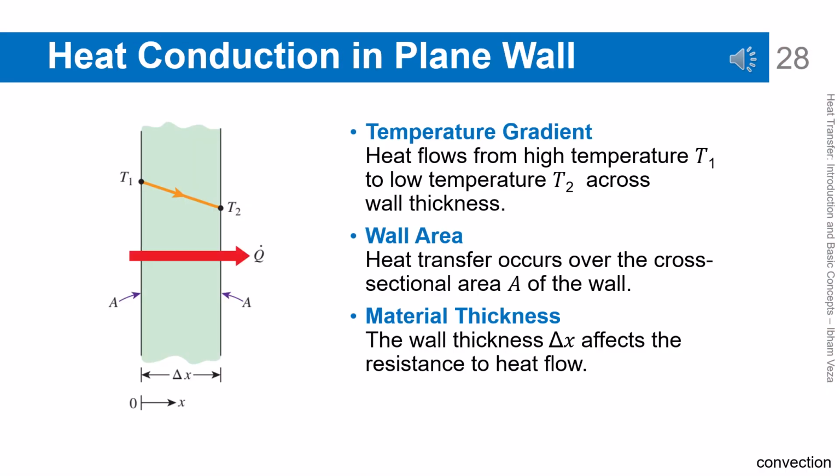Heat conduction in plane wall. Heat conduction in a plane wall occurs due to a temperature gradient between the two sides of the wall. Heat flows from the high temperature side to the low temperature side through the wall thickness. The heat transfer rate is influenced by the area, wall thickness, and material properties. The thicker the wall, the greater the resistance to heat flow. This concept is the basis of many thermal insulation calculations.